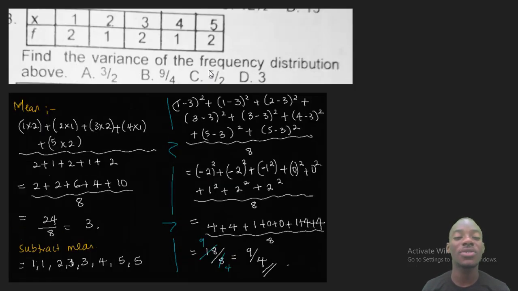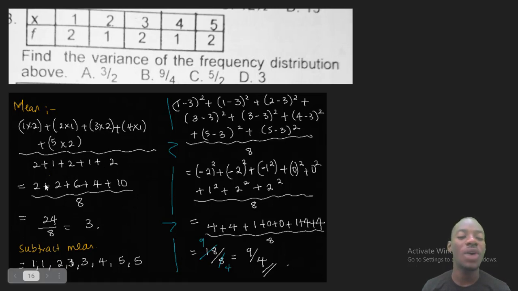Now we come to the last question. Find the variance of the distribution. Now they didn't say find the standard deviation, they just said find the variance. Normally I'll find the mean first. So I'll say each number on top times the one below: 1 times 2 plus 2 times 1 plus 3 times 2 plus 4 times 1 plus 5 times 2, divided by all the frequencies added together: 2 plus 1 plus 2 plus 1 plus 2.